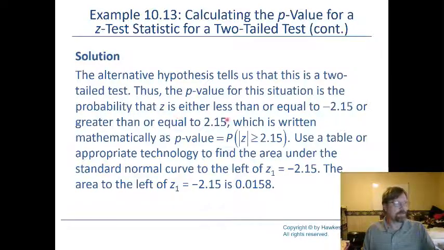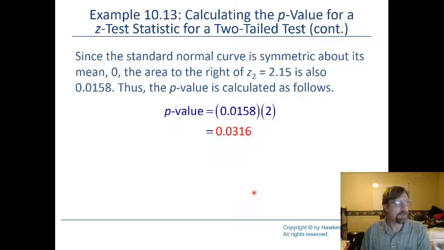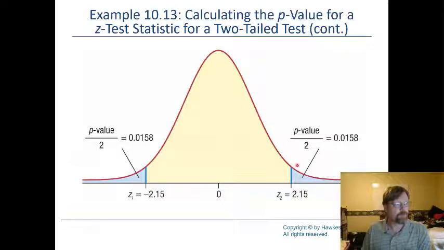So remember, since we're looking for a two-tailed test, we've got the area below negative 2.15 and the area above 2.15. So we'll be taking that and multiplying it by 2 to get 0.0316 as our total probability here. So we've got these two areas, and our p-value associated with those two areas is what we're after.